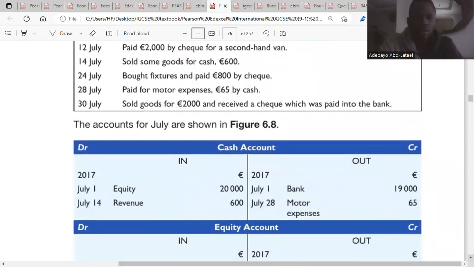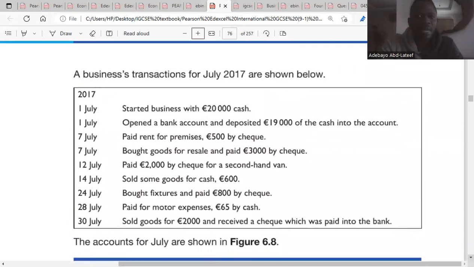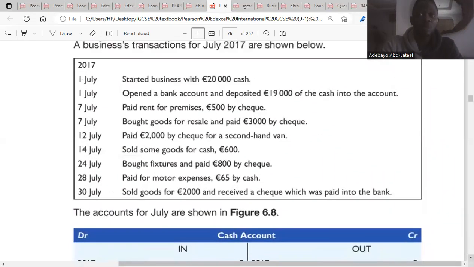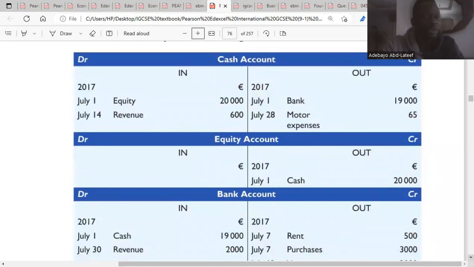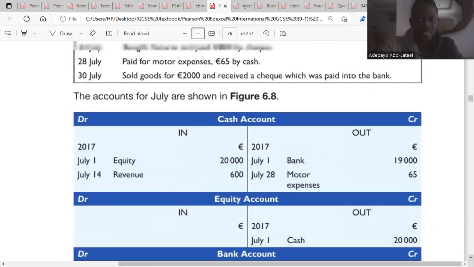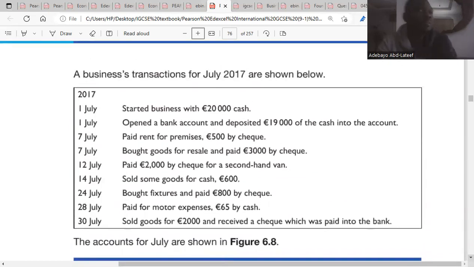Okay. So now, then they said open a bank account and deposited 19,000 of the cash into the account. So here, we're going to have bank account and cash account. Bank account, you've deposited 19,000 of the cash into the account. So your bank account will have 19,000 cash on the debit side. Do you get it? I think that is clear, right? Great. And on your cash account, because you took 19,000 from your cash into the bank, your cash account will have 19,000 on the credit side.